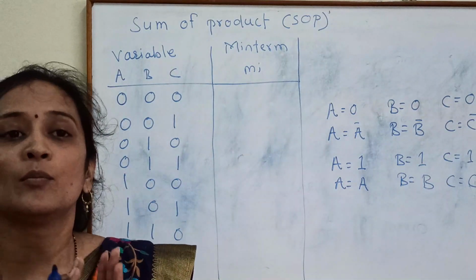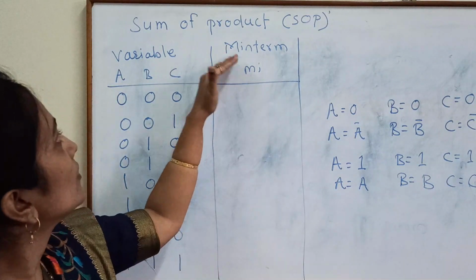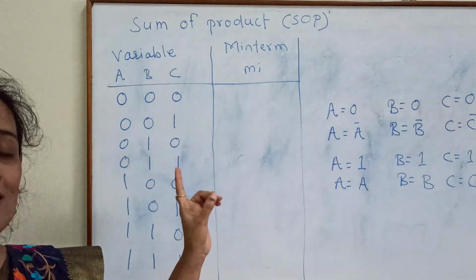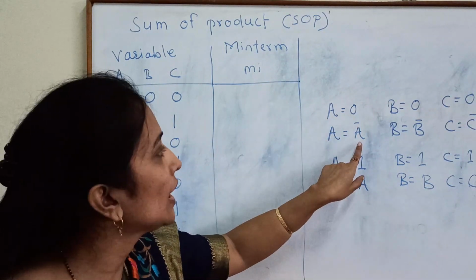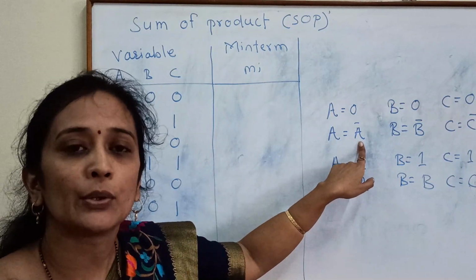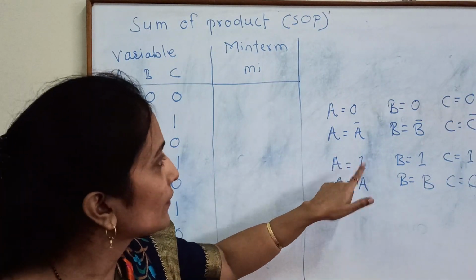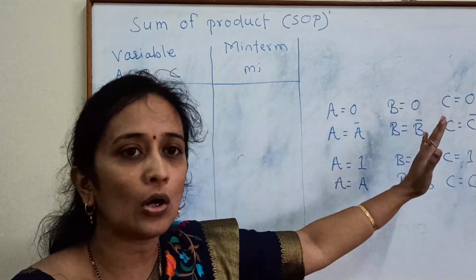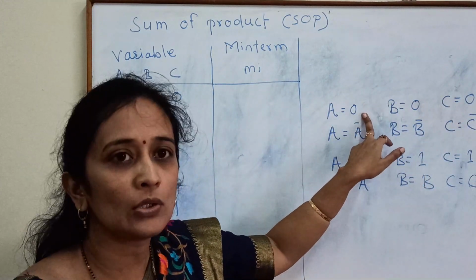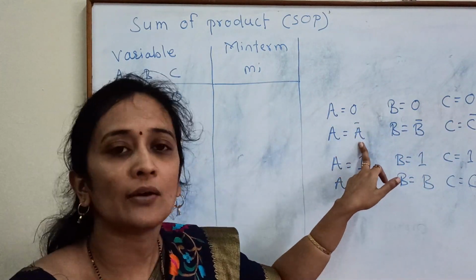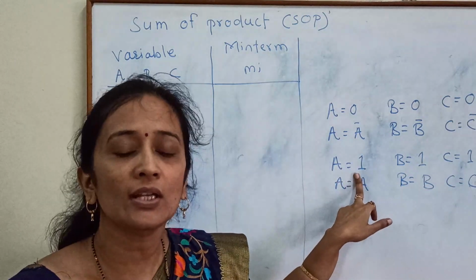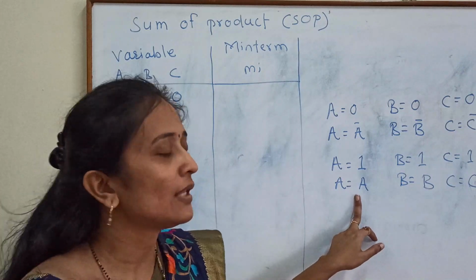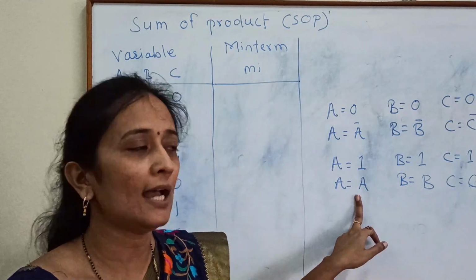This is very important. In SOP, to represent min terms, if the value of A is equal to 0, you have to take A complement or A bar. For all variables, if the value is equal to 0, you have to take that variable in complement form. And if the value of any variable is 1, then we can take that variable as it is.